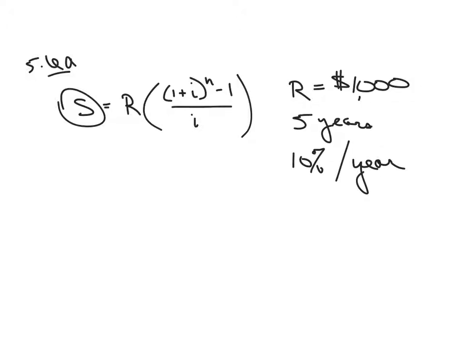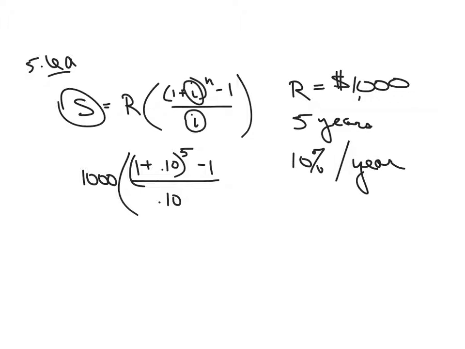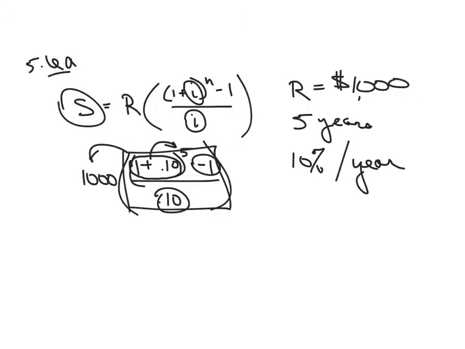So I'm going to put in numbers. 1,000 for my R, 1 plus the interest rate, in this case 10%, and that is going to be for 5 years. And I'm going to put that over my interest rate because the I shows up twice. And multiply all that out. So actually what I'm going to do is take the 1 plus 0.1 and get 1.1 to the 5th power, subtract 1, divide it by that. Okay, so that's probably the most challenging part. Multiply that by 1,000 and I'm good to go.